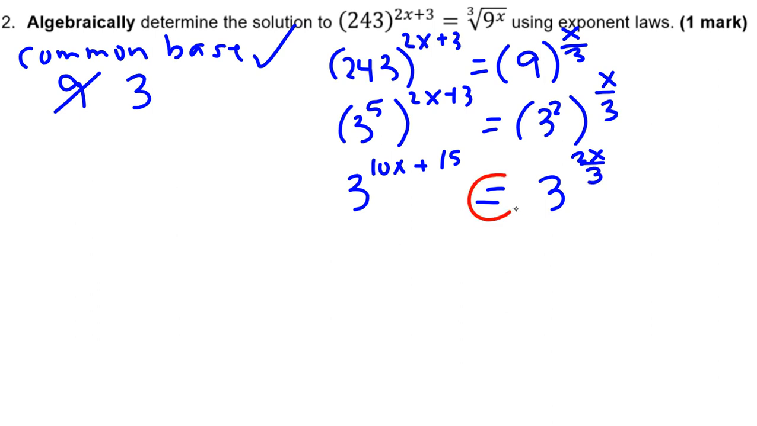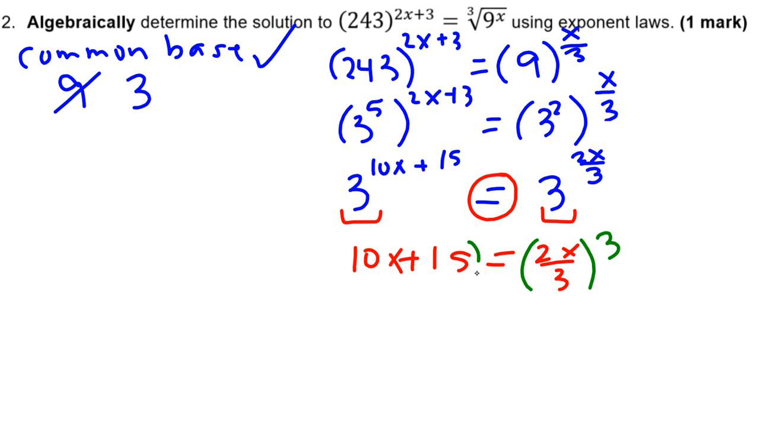Now, for this to be an equation equal on both sides, and you have the same base on both sides, the only way that can happen is if the exponents themselves are equal. So I'll make those equal. And then right away, that fraction is bothering me. I'm going to multiply both sides by 3 to get rid of my fraction. So I have 3 times 10x, 3 times 15 equals 2x.